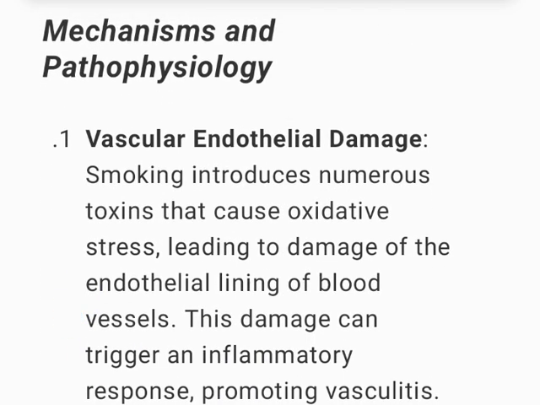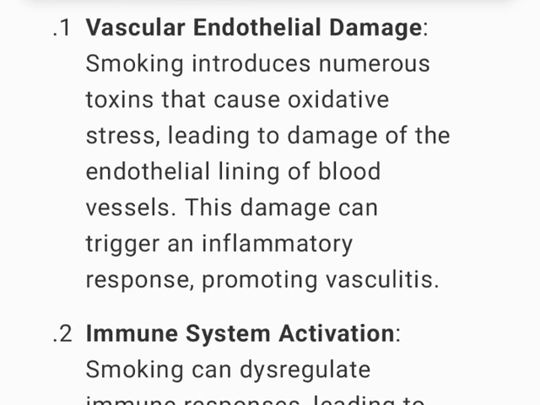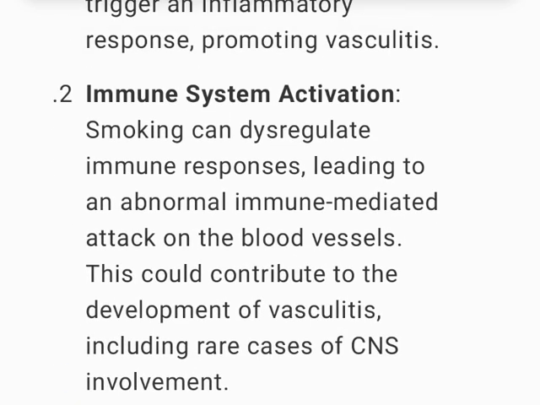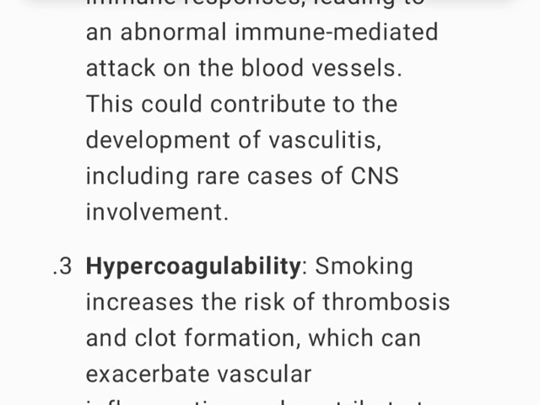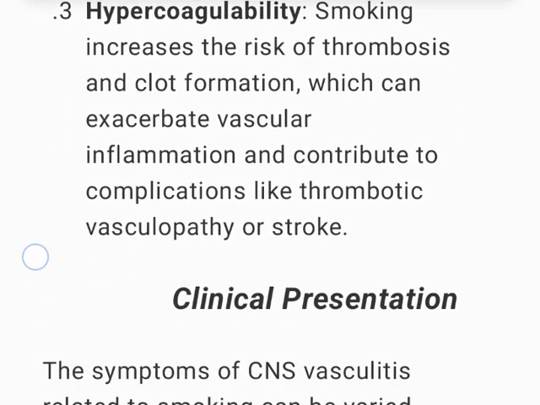Mechanisms and pathophysiology. One, vascular endothelial damage. Smoking introduces numerous toxins that cause oxidative stress, leading to damage of the endothelial lining of blood vessels. This damage can trigger an inflammatory response, promoting vasculitis. Two, immune system activation. Smoking can dysregulate immune responses, leading to an abnormal immune-mediated attack on the blood vessels. This could contribute to the development of vasculitis, including rare cases of CNS involvement.